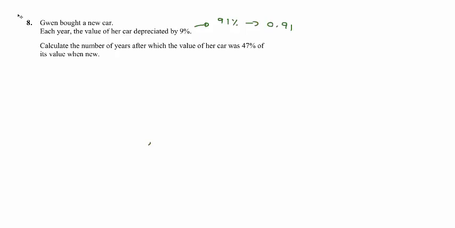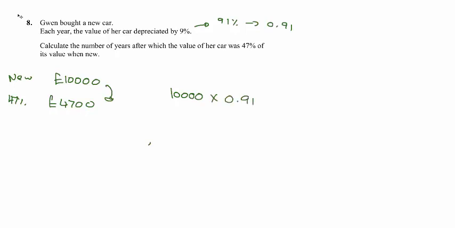So notice it didn't actually give you a value. So here's what I'm going to do. I'm just going to basically give it a number. So when it's new, I'm going to say it cost 10 grand, and then 47% of it is 4,700. So it's like, when did it go from that? So imagine it's 10,000. I know it's decreasing by 9%, so I've got to find out what this n is, where it finally gives me 4,700.